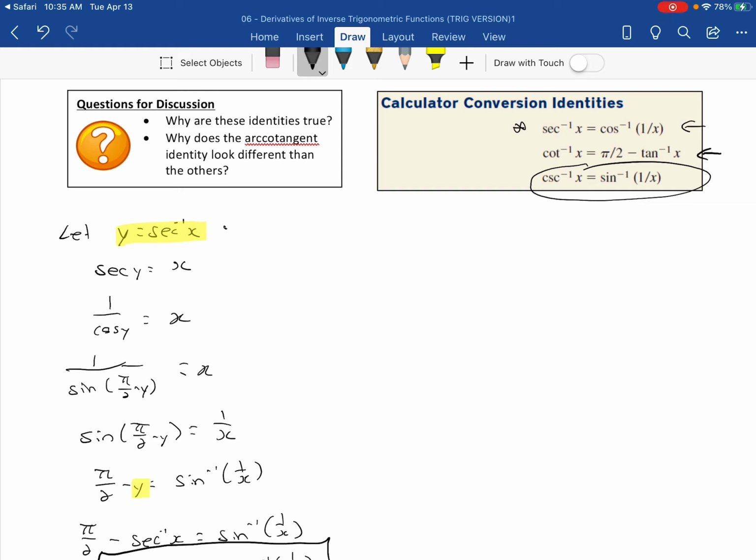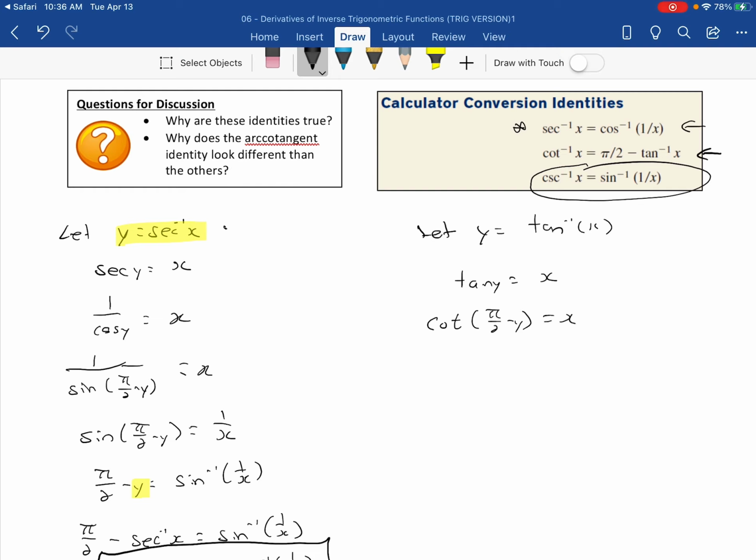The cotan inverse one looks weird, so I want to do it because it plays out slightly different. I'm going to do over here, let y equals tan inverse of x, and this one plays out differently. It ends up with a pi over 2 in there, and let me show you why that happens. So I bring the tan inverse over, and I get tan y equals x, and the cofunction identity for tan is just cotan. So it's weird the way that one plays out.